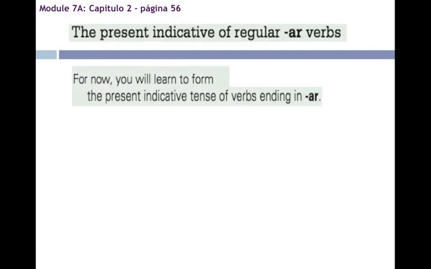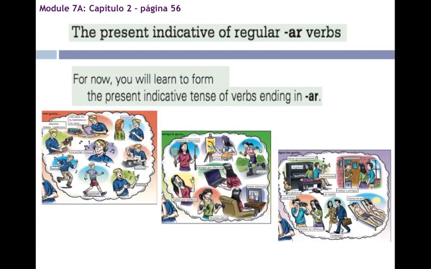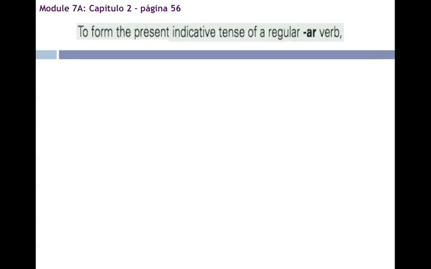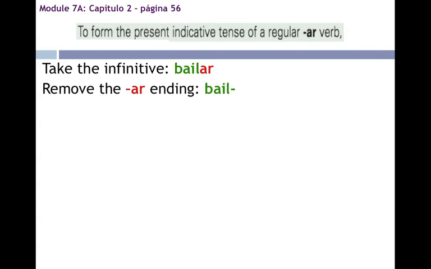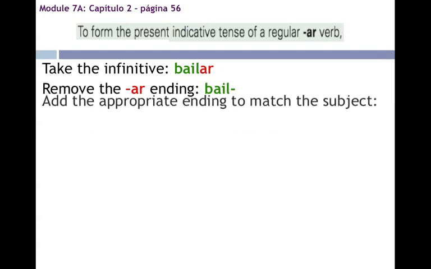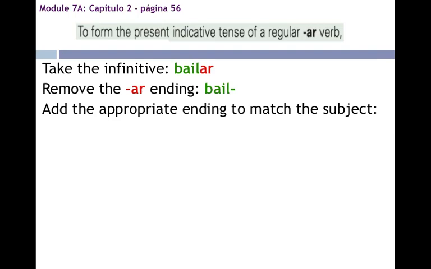So in this chapter and in the next 2 chapters, we will be working with the AR verbs. Why? Because they're the most common verbs in the Spanish language, and these are the ones we were introduced to in Capítulo 2, el vocabulario de las actividades. To form the indicative tense of a regular AR verb, first of all, you take the infinitive, for example, bailar. You chop off the ending, in this case it would be AR, it's an AR verb, and you are left with the stem or root. In this case, B-A-I-L. And then all you do is you add the appropriate ending to match the subject.